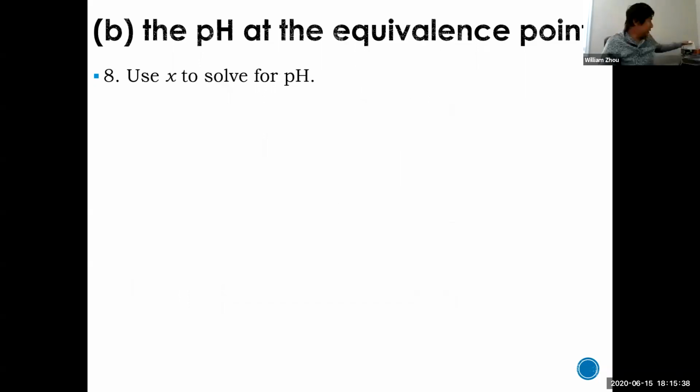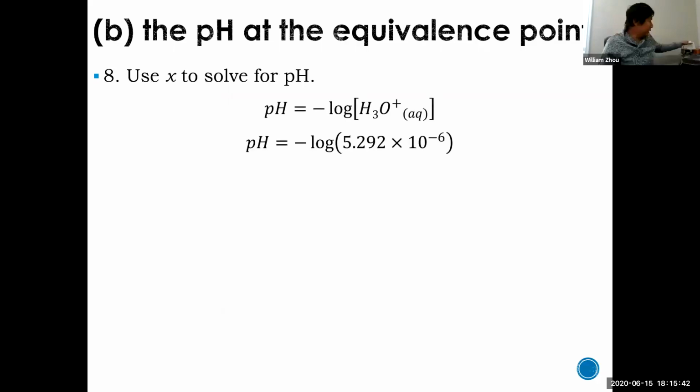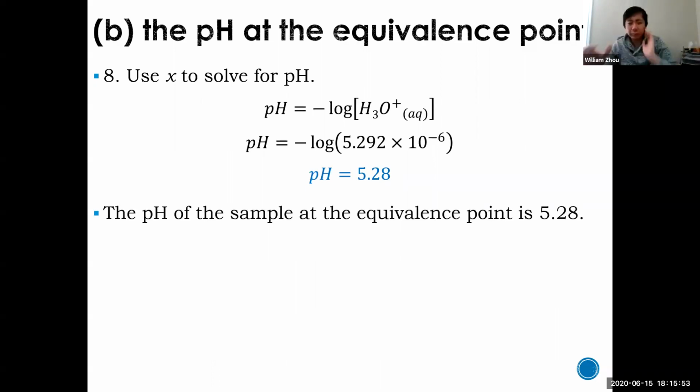Excuse me. So negative log of the H3O, you have negative log of just 5.292 times 10 to the negative 6. And finally, in your calculator, you have 5.28. This is the pH of the sample at the equivalence point.